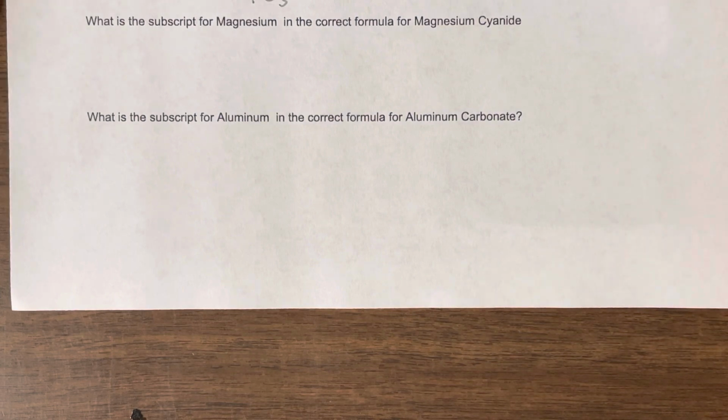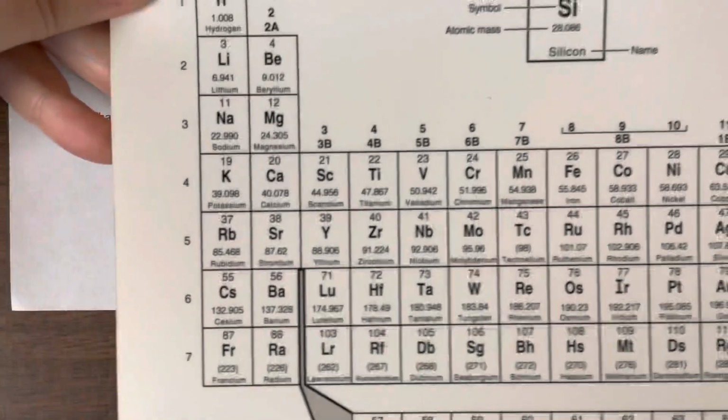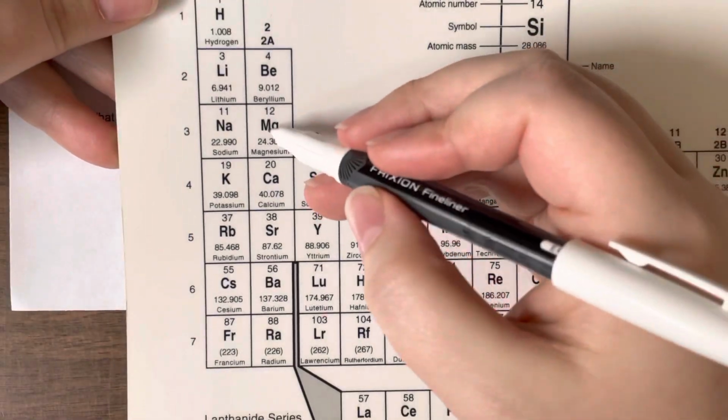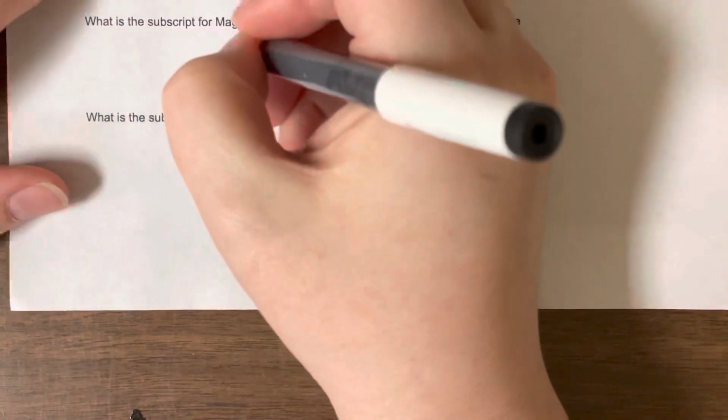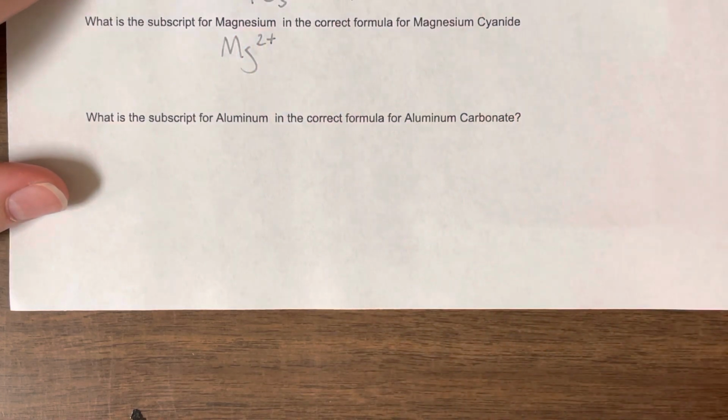What is the subscript for magnesium in the correct formula for magnesium cyanide? So first I'm going to figure out who magnesium is. Magnesium has the element symbol Mg. It is in the second column, which means it is a representative metal, and is going to have 2 valence electrons. It will give those 2 valence electrons away, so it will have a charge of +2.